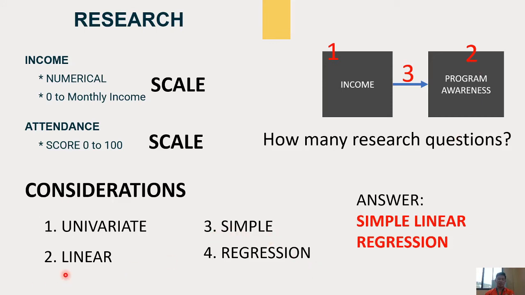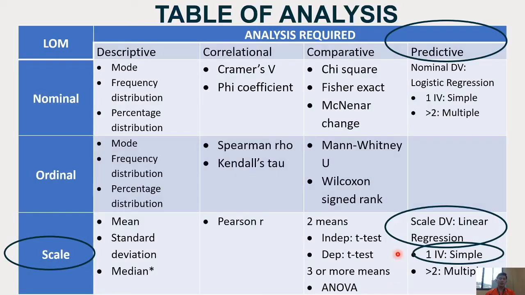So simple linear regression. We could just play with the arrangement of the word to make it correct, because in the book there is no such thing as linear simple regression. So we can arrange that into simple linear regression. We can also use the table of analysis as our guide in making decisions of the appropriate statistical tools based on the research scenario.